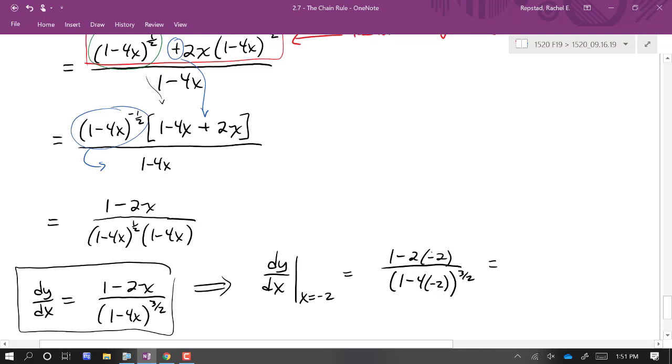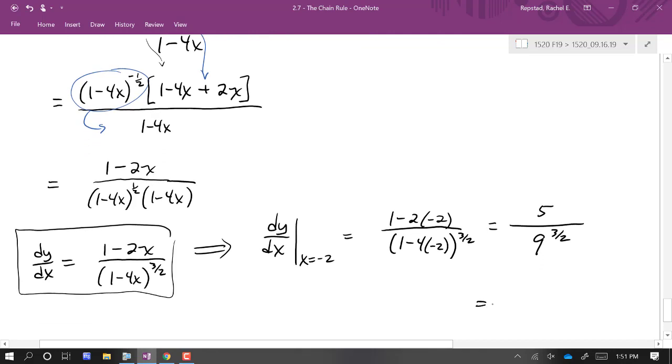So that's 5 on top. On the bottom, we have 1 plus 8, or 9 to the 3/2. The 3/2 power of 9 means the 2 in the bottom says take the square root. That gives us 3. And then the 3 up top in that exponent says cube that. So we'll get 27. So we get 5/27.